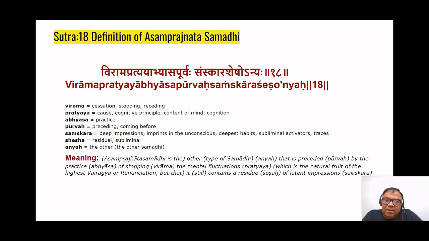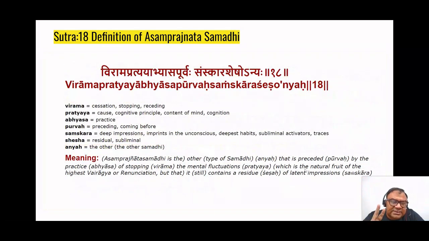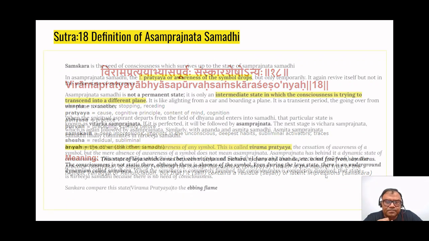Okay, so at this level, it says Asamprajnata Samadhi is the other type of Samadhi that is preceded by practice. That means after Samprajnata Samadhi, by doing practice, you'll reach the level of Asamprajnata Samadhi, of stopping. See what is happening here? I said two things are happening. Number one is Virāmapratyaya, that means stopping the mental fluctuations. And the second is that it contains a residue, the shesha, that means remains of latent impressions, which are nothing but the samskaras. Now let's understand this.